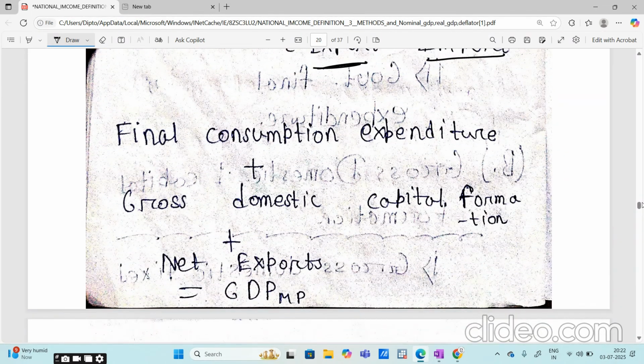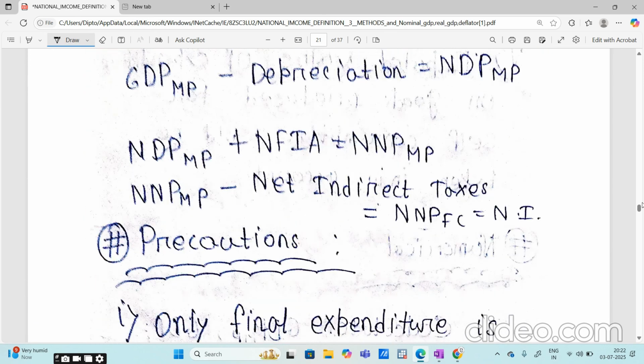Now, as we have seen, part A, part B and part C, you have to add to get GDP at market price. And in the previous lecture I have explained in detail how to get NNP at factor cost from GDP at market price. So I hope you can easily do it now.